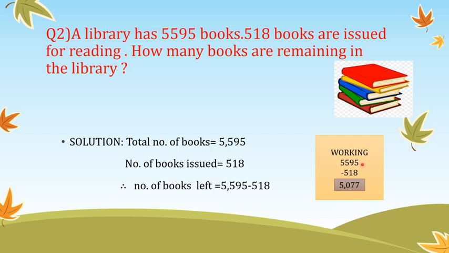5077. Okay, 15 minus 8, 7. 8 remains here. 8 minus 1 is 7 again. And then here 5 minus 5, 0. And then 5 is brought down. So the answer is 5077 books. So this is how you can do problems on subtraction.